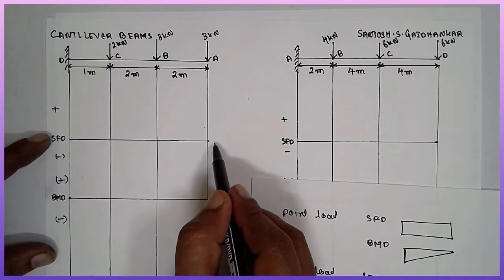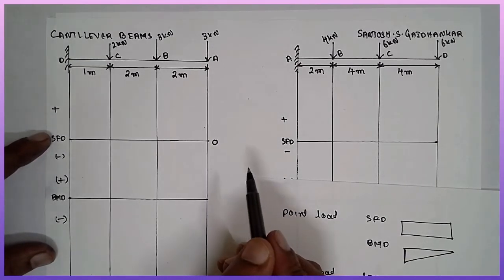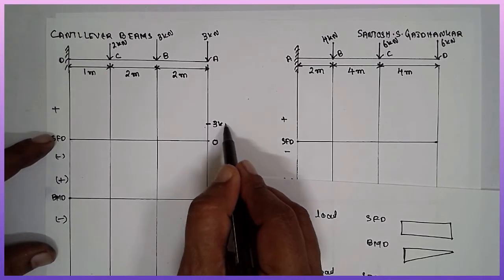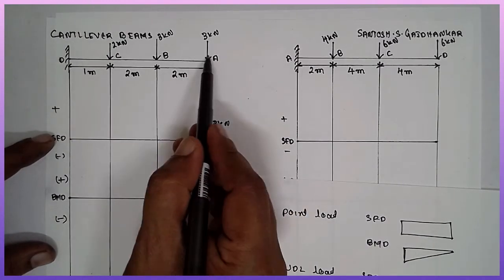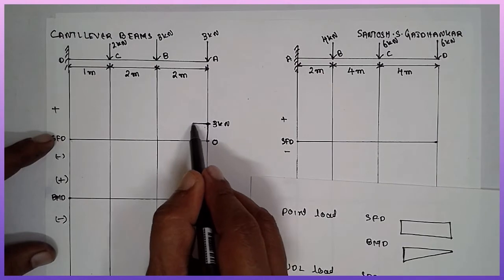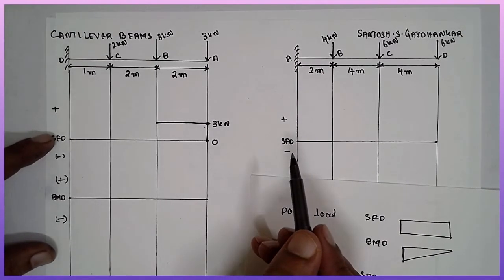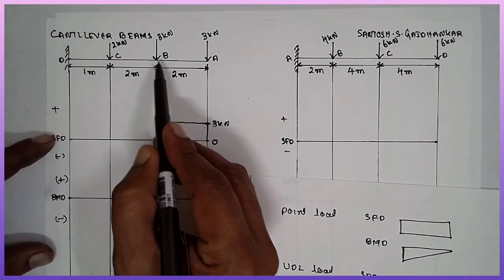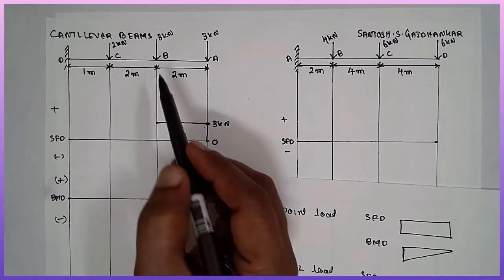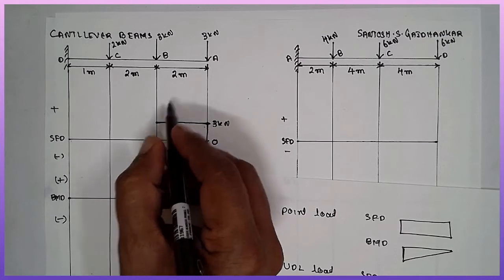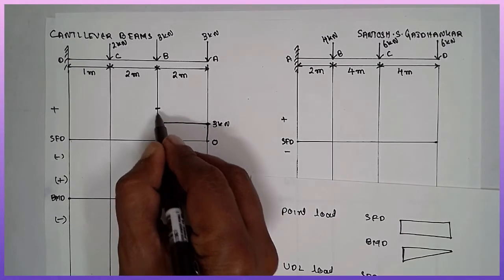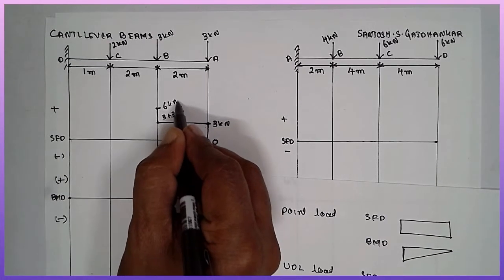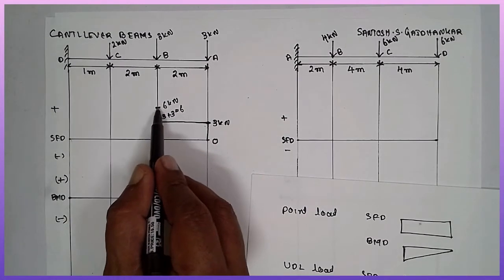Here, downward arrow. First, at A, it will be 0. At the beginning, it will be 0. It is positive, therefore I have to move 3 kilonewton above. As there is no load here, a straight line appears. Now as it reaches point B, again there is a downward load acting. That means it is positive. You have to add 3 plus 3, it becomes 6. This is 6 kilonewton. Again, there is no load, a straight line appears.